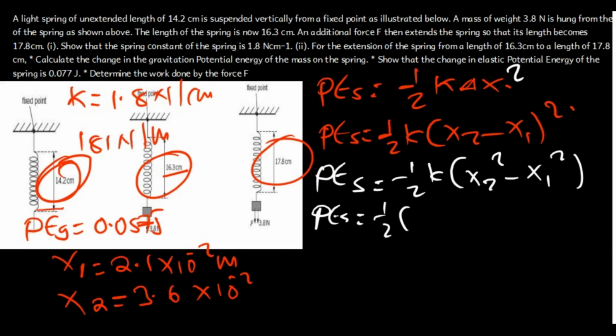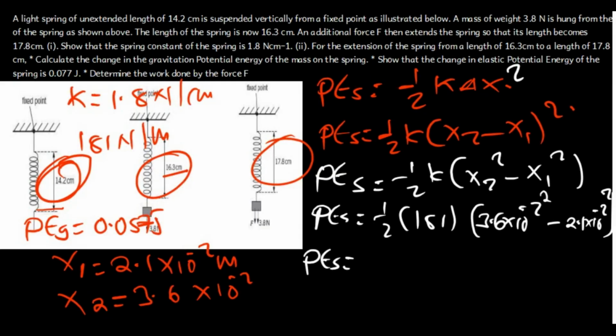So this is the k. The k which we have is 181. Then here we have 3.6 times 10 raised to the power negative 2, now we square it, minus 2.1 times 10 raised to the power negative 2, and then I square it. So if you get your calculator, half times 181 is going to give us 90.5. Then inside there we're going to get 0.000855. You can also use your calculator and you'll be able to get the same answer.